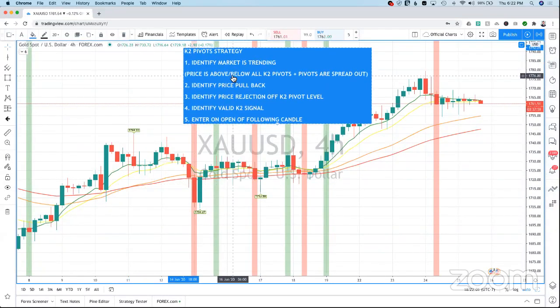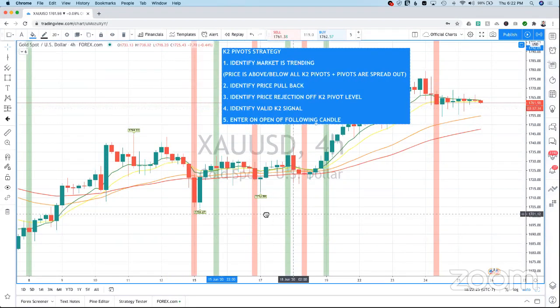So number one, you identify that the market was trending, price is above all K2 pivot levels, and the pivots are spread out. So the pivots weren't spread out right here, so we wouldn't consider this trending yet because the red was still over the orange. But right here, you can see as we continue to move down, price was still trending upwards. So we would have skipped this right here.